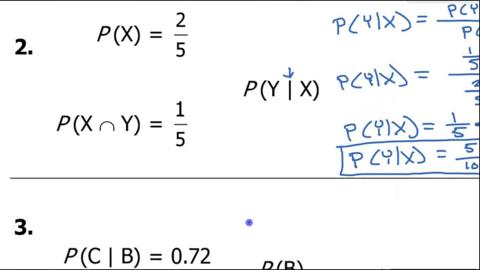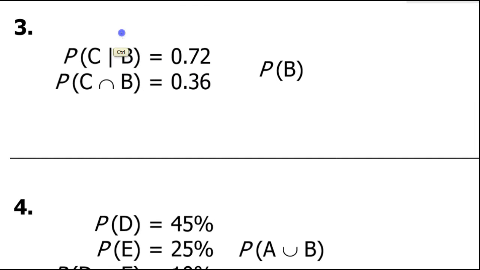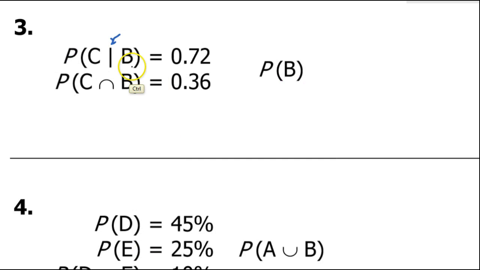Alright, that was problem number 2. So now let's do problem number 3. Well, there's that given again. As soon as I see the given symbol, I know I'm going to be using this formula again. So here we go, C given B this time.